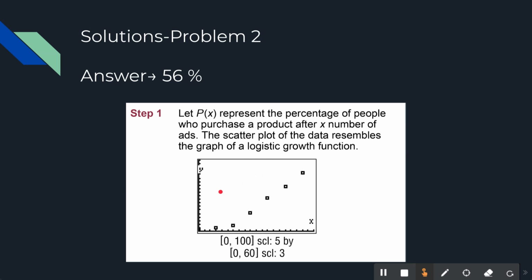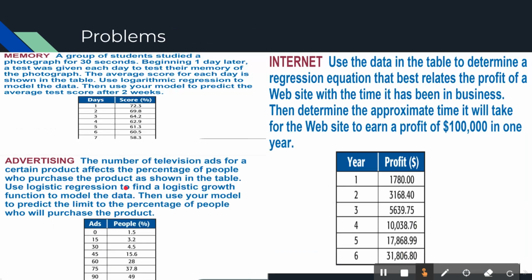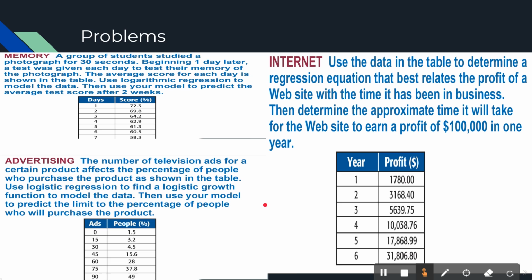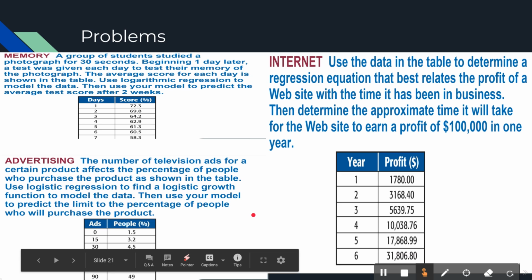All right, problem 2. Let me go back to problem 2. The number of television ads for a certain product affects the percentage of people who purchase the product as shown in the table. Use logistic regression to find a logistic growth function to model the data. Then use your model to predict the limit to the percentage of people who will purchase the product.